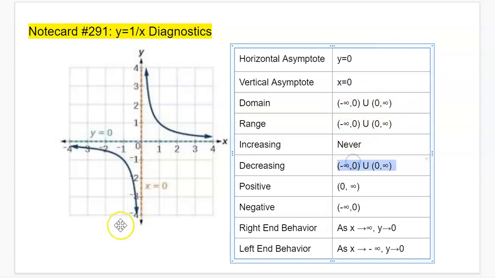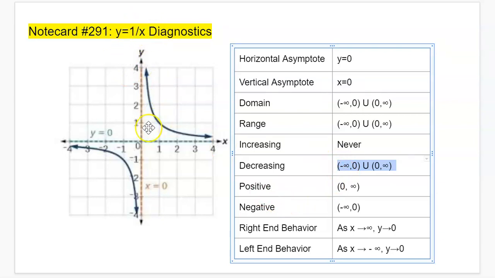So it's decreasing from negative infinity to 0, and then union 0 to infinity. You can't just say negative infinity to infinity, because that would imply that we are defined at 0, and we are not. And why not? Because 0 can't be put into the denominator, guys.